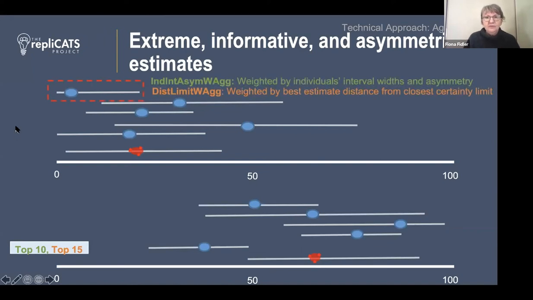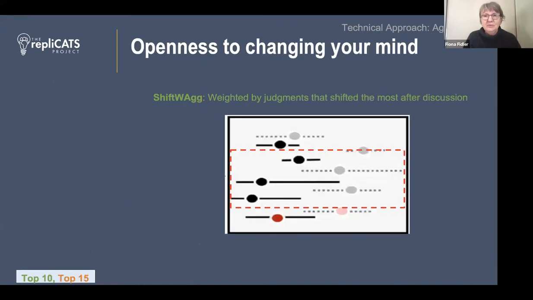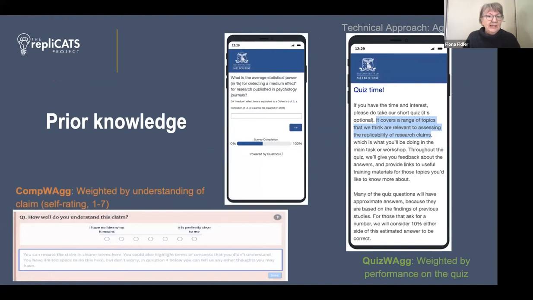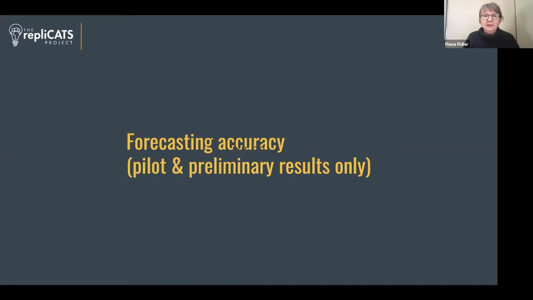So here's an example of some of the things that we've done. In some of these aggregation models, as I've said, we've weighted by interval width or asymmetry, so whether someone's best estimate is just in the center of the interval or whether it's off to the side. And we can do various transformations on means and so on. We can weight by openness to changing your mind, by prior knowledge, so performance on that quiz. We ask people a comprehension question as part of the elicitation, and we can weight by that, by their self-rated understanding of the paper. There's a little funny thing on my slide.